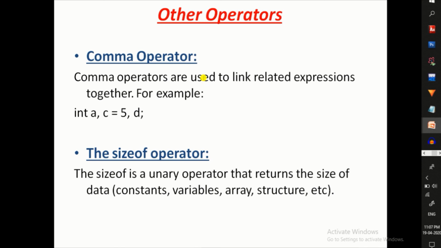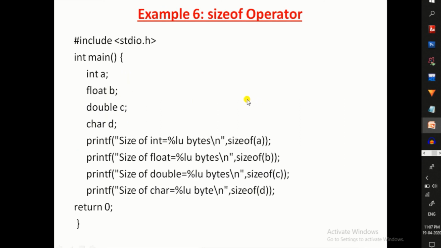Include stdio.h, int main. Inside the main function, we declare four variables: one integer type, one float type, one double, and one character type. Double is nothing but the expanded version of float. If we want to do a mathematical operation with a larger number and store it, we use double. Here is the code: printf size of integer equals sizeof a. So we use the sizeof operator to know the actual size of integer type a, float type b, double type c, and character type d.